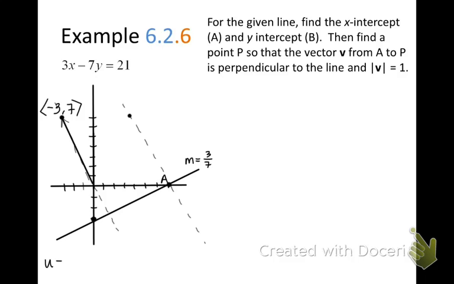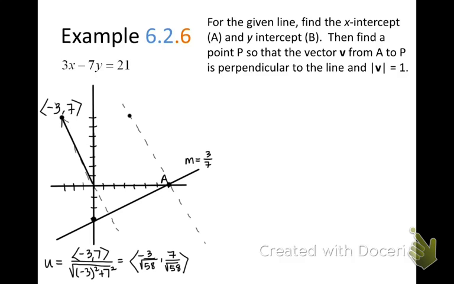To form it into a unit vector, I take the vector itself and I divide it by its magnitude, which is going to be the square root of -3 squared plus 7 squared. So that gives me -3 over, what is 3 squared? 9 plus 7 squared is 49, so 9 plus 49 is 58, so I'm dividing by the square root of 58 on both of those components.